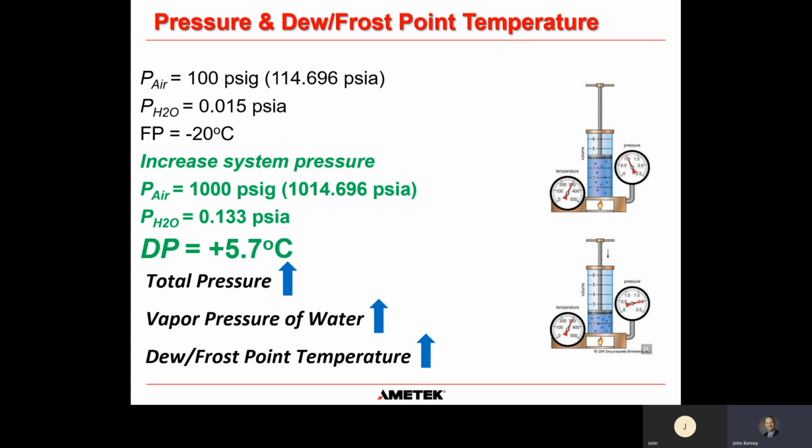If both were reading the same value, let's say both were reading minus 20 C, then you would definitely have a problem with the moisture measurement point that was at 1,000 psig, because we wouldn't expect that. So here's a good example of where understanding the terminology and also understanding how pressure impacts this can help troubleshoot or figure out whether or not your analyzers are actually agreeing with one another.